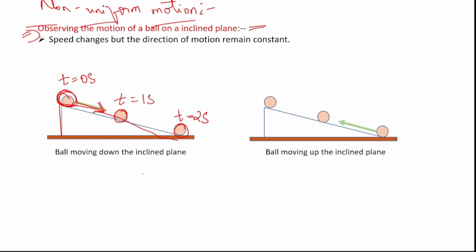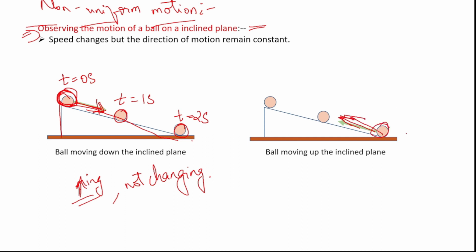So what you are observing in this situation, the speed of the ball is increasing whereas the direction is not changing, right? It is moving in one direction, but the speed of the ball is increasing when we are releasing a ball from the top of an inclined plane. Now let us push the ball from down to up on an inclined plane. Let us say this is at 0 seconds and this is at 1 second and this is at 2 seconds.